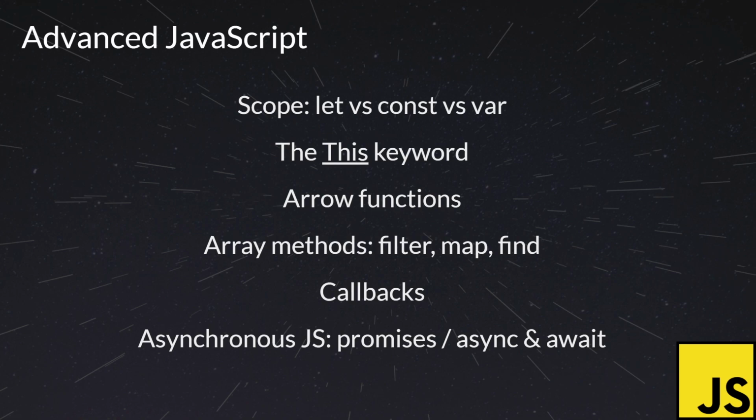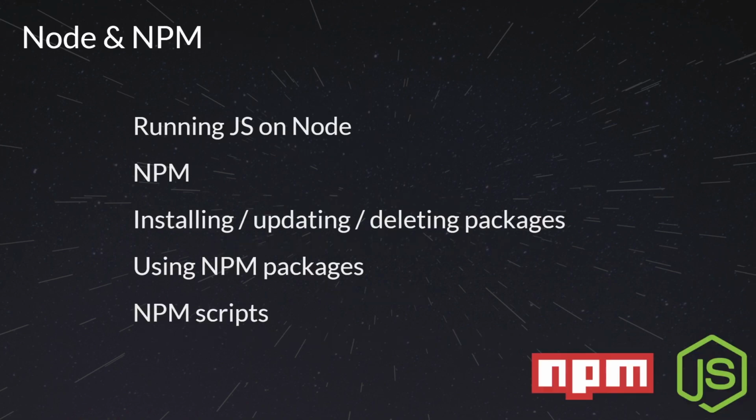The dreaded this keyword. The this keyword is one of the most annoying things in JavaScript. It has to do with objects and functions, and it is weird. I'm not going to explain it. Look it up. It's something that you should understand because you're going to encounter it a lot with some more advanced JavaScript. Arrow functions, which are a different way to write functions.